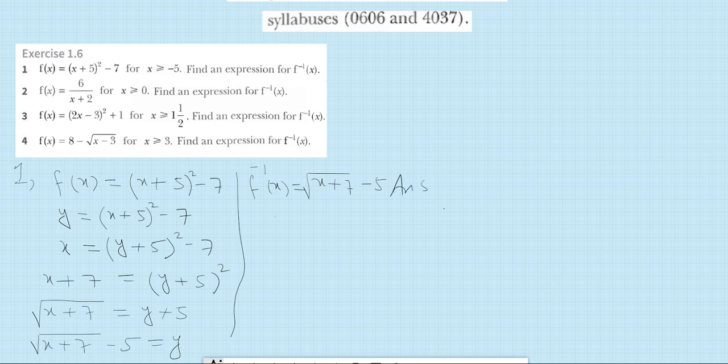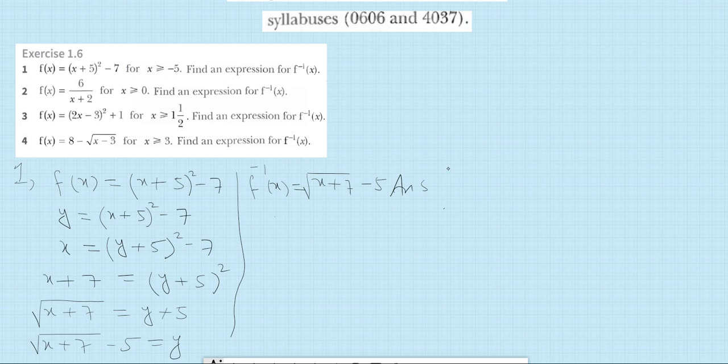So I hope you understand how to find the inverse of a function. I repeat all the steps again. The first step is to replace f(x) by y. The second step is to interchange x and y, replace x by y and y by x. The third step, which is very important, is to make y the subject of the given formula. And the last step is to replace y by f inverse x.